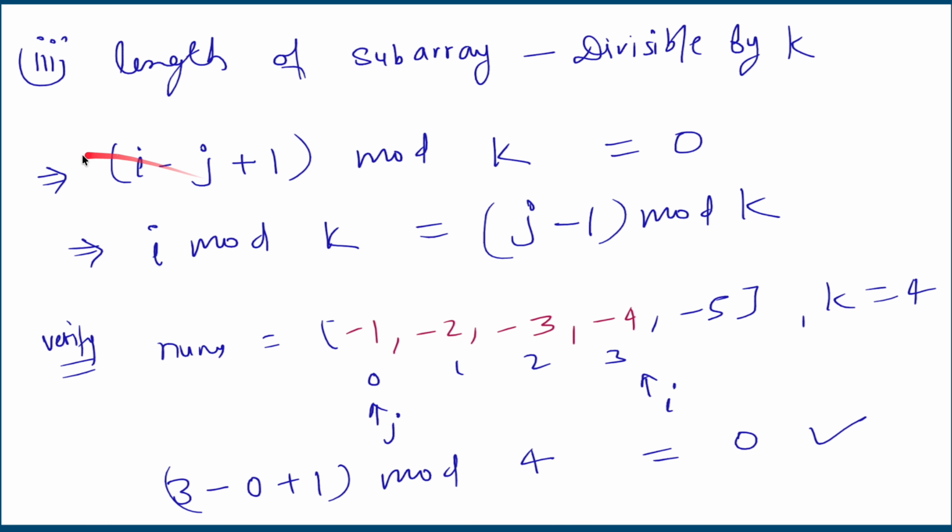But let's suppose we are trying for this one, right? If you want to verify whether this template is correct, like the length of the subarray, whether it is divisible by k or not, in that case let's suppose j starts from 0 and i is here. So i minus j plus 1: i is 3, j is 0, plus 1 is 4, and 4 mod 4 is equal to 0, right? So it's satisfied. So the length of the subarray we can define like this.